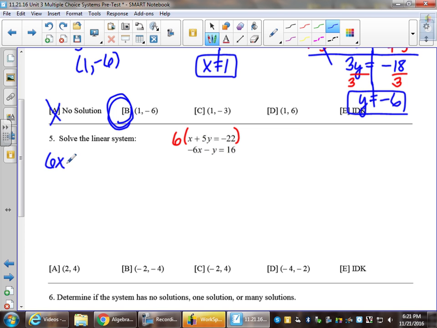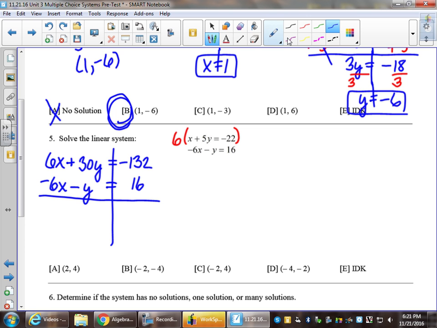My top equation becomes 6x plus 30y equals negative 22 times 6 is negative 132. My second equation will be negative 6x minus y. We didn't touch this one, so leave it alone. Line across, line down. My x's cancel.